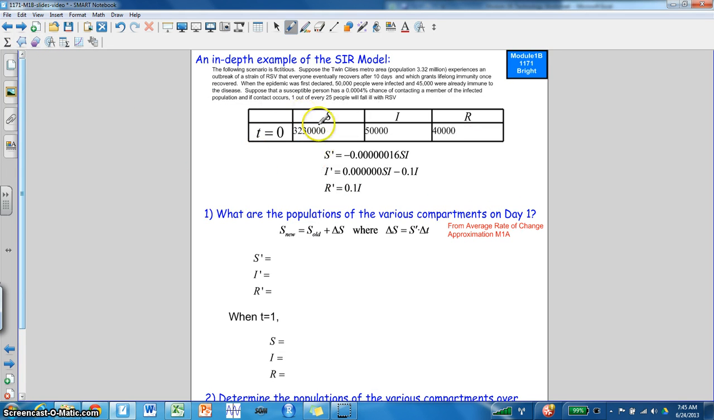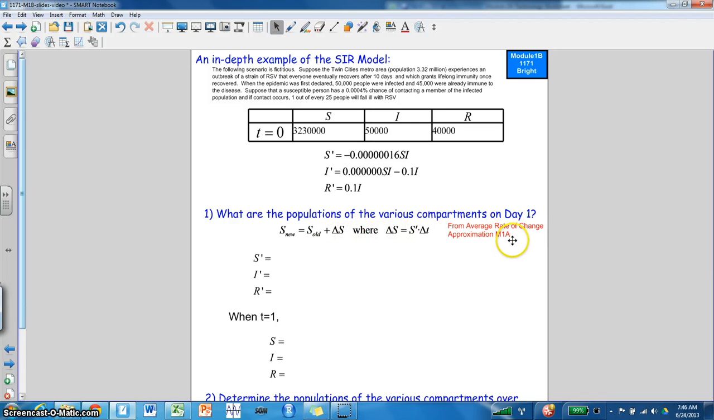Okay, so again, all that data is just here. And our first question is, what are the populations of the various compartments on day 1? We're given the populations at day 0, and we want to figure out the populations at day 1. So what we're going to do is utilize what we call a recursive formula, where we take some old amount plus a change to get the new amount. The old populations, i.e. the populations on day 0, are already known. Now we just need to determine this change, and remember delta refers to a change in whatever follows, so the change in the susceptible population.